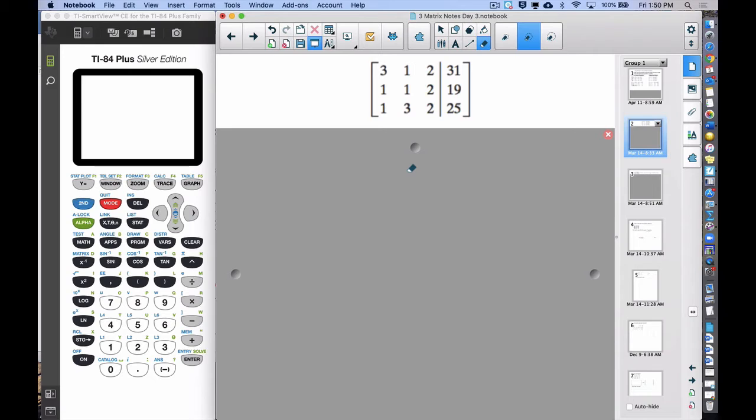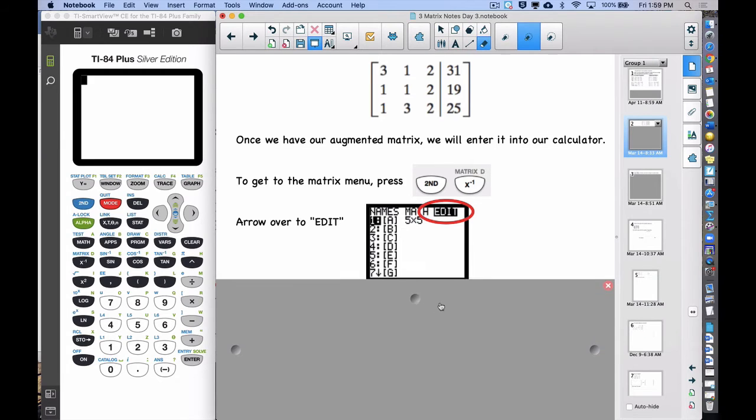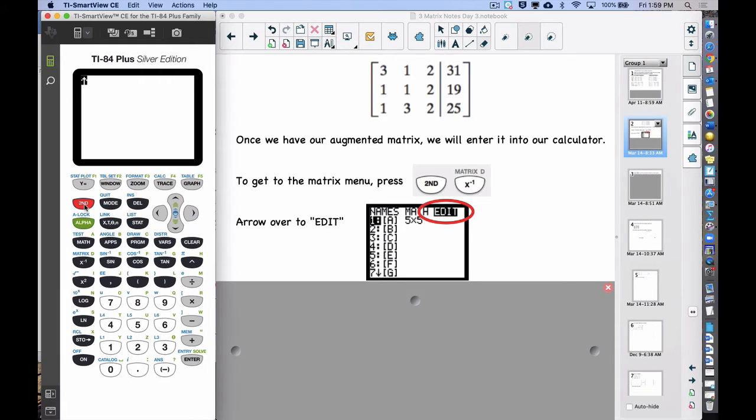So now that we have a matrix, how do we solve a system with it? We're going to use the calculator here to do this. To enter this into our calculator, first we need to get to the matrix menu. To do that, we're going to press second, and then we're actually pressing the x to the negative 1 button, which is right underneath the math button. It says matrix right above it.